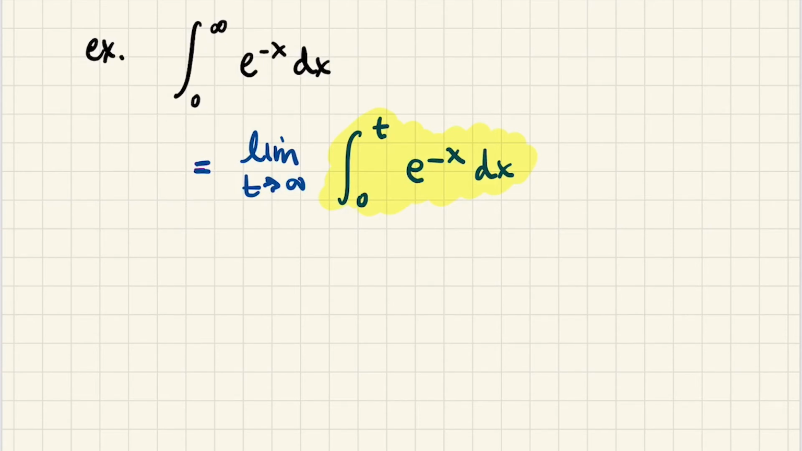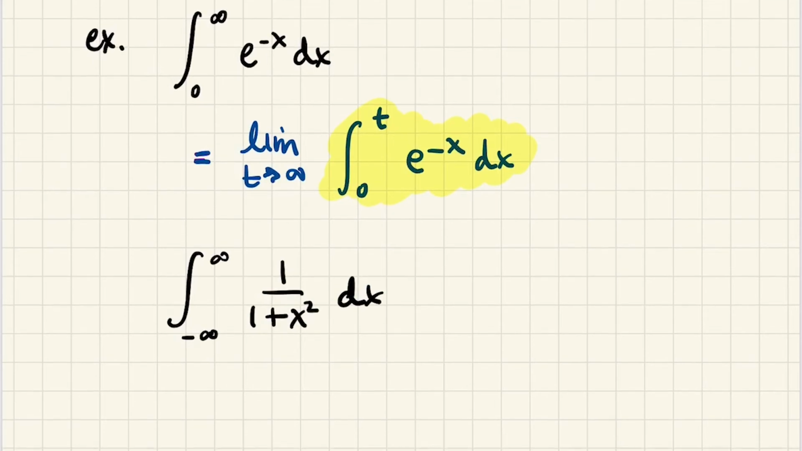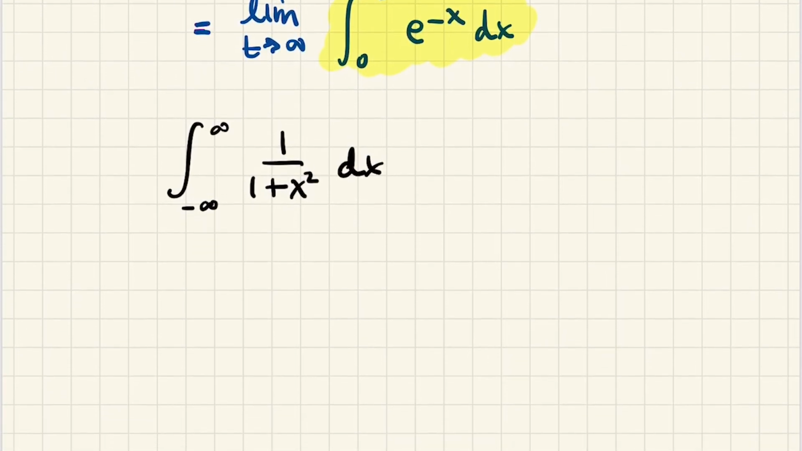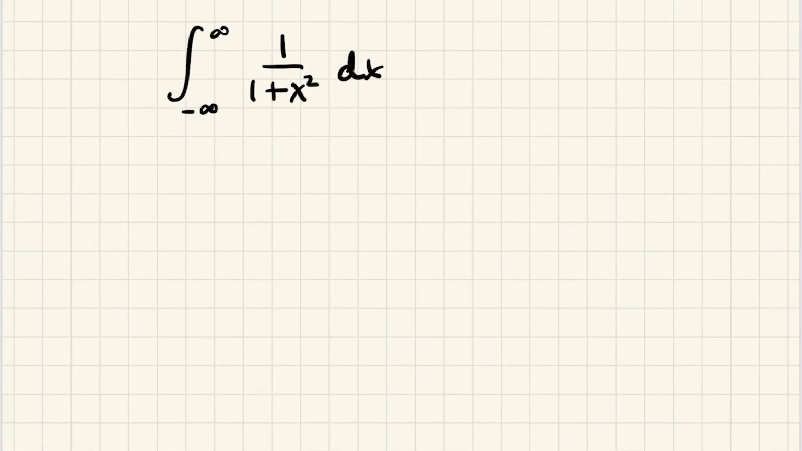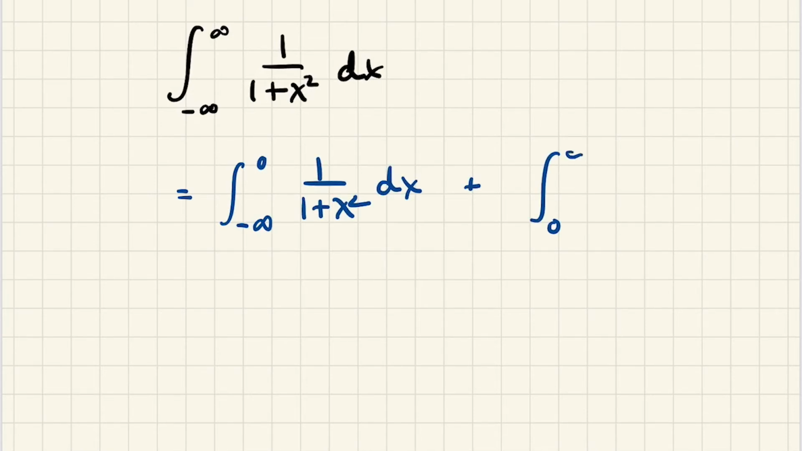Okay, now what if we have badness at both bounds? So for instance, negative infinity to positive infinity of something like 1 over 1 plus x squared. Well, in this case, you have no choice but to split it in two integrals. So you just have to choose a good guy somewhere in the middle, like 0. And you integrate from negative infinity to 0, and then you integrate from 0 to infinity.